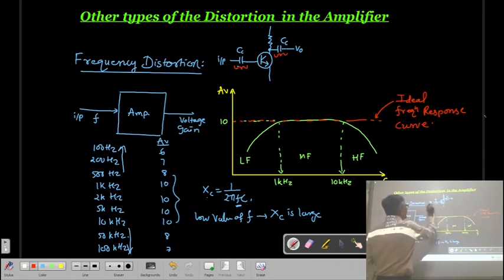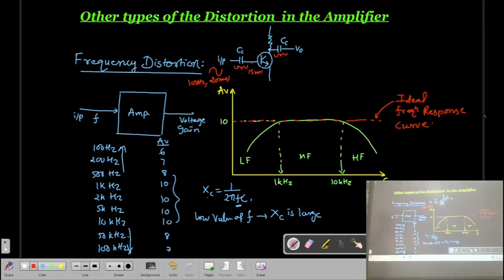So if I apply my input signal, remember, let us say of 20 millivolt with a frequency of 100 Hertz, that is a low frequency. But the reactance of the capacitor is large. As a result, the voltage appearing on the base of the transistor will not be 20 millivolt, but it will be 15 millivolt. So my input signal is going to be decreased due to this coupling capacitor.